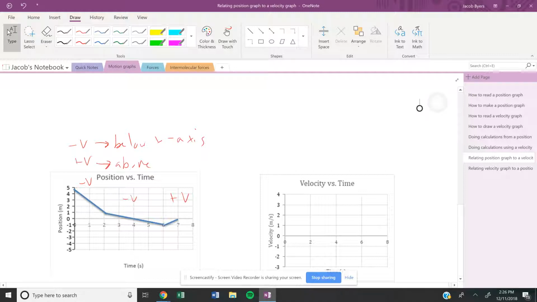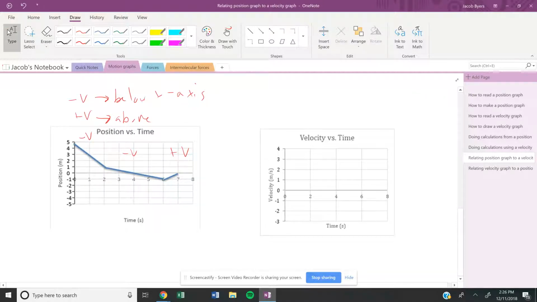So we kind of know what our graph's going to look like, okay? We're going to take a look and see what our points are. We're going to start off at 0, 5. We're going to go to 2, 1. We're going to go to then 6, negative 1. And we're going to finish up at 7, 0.